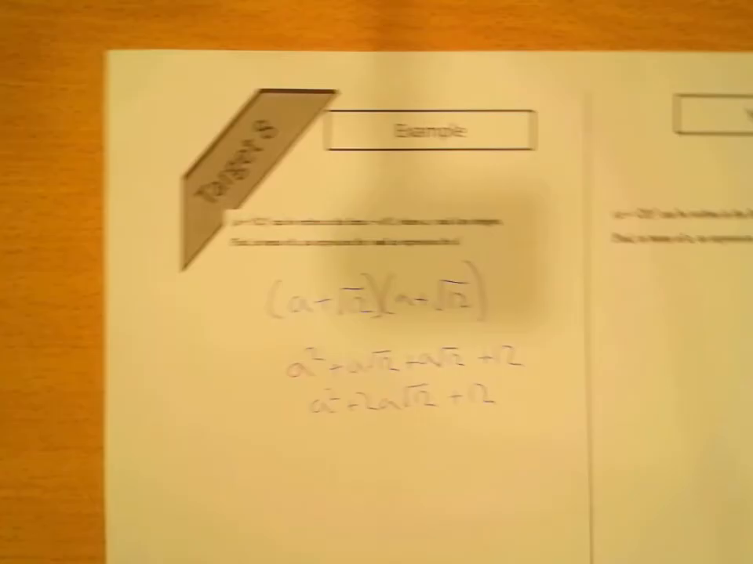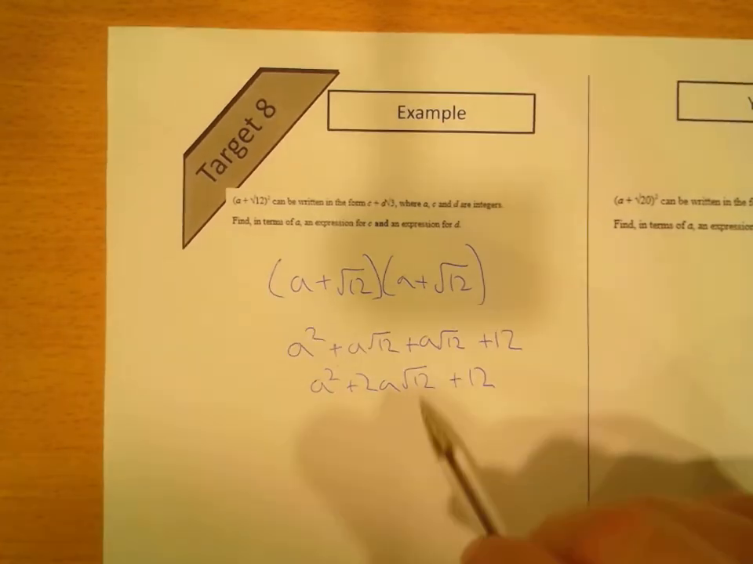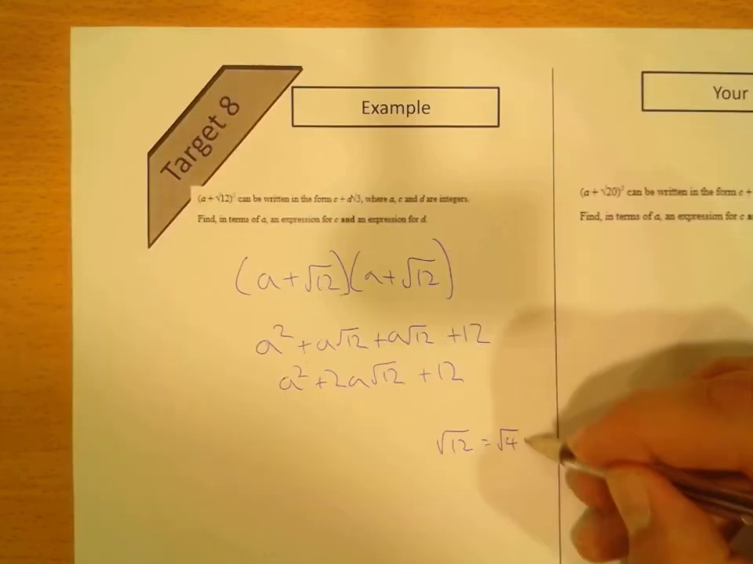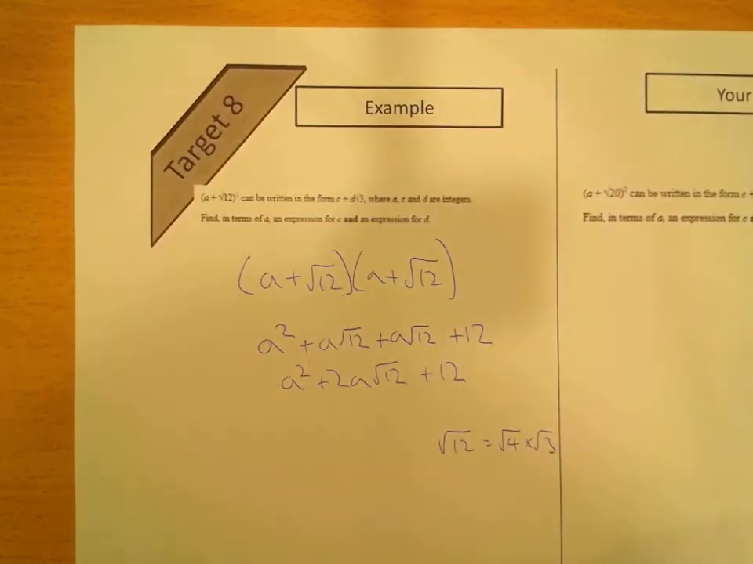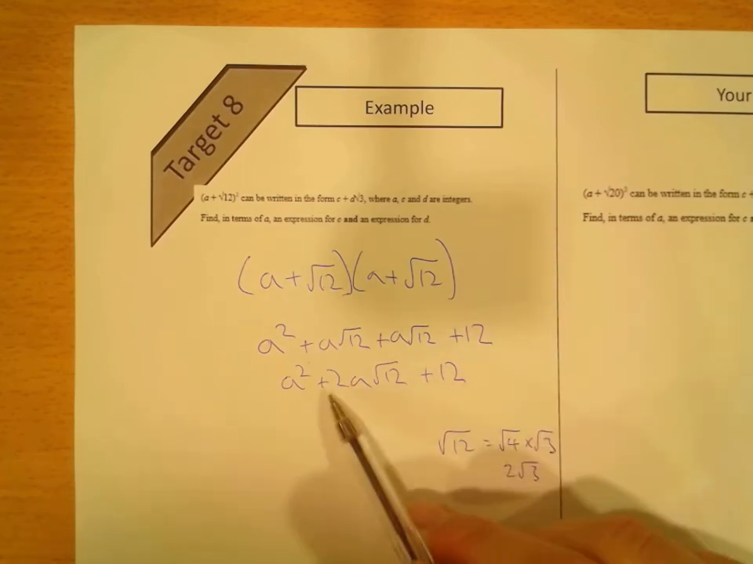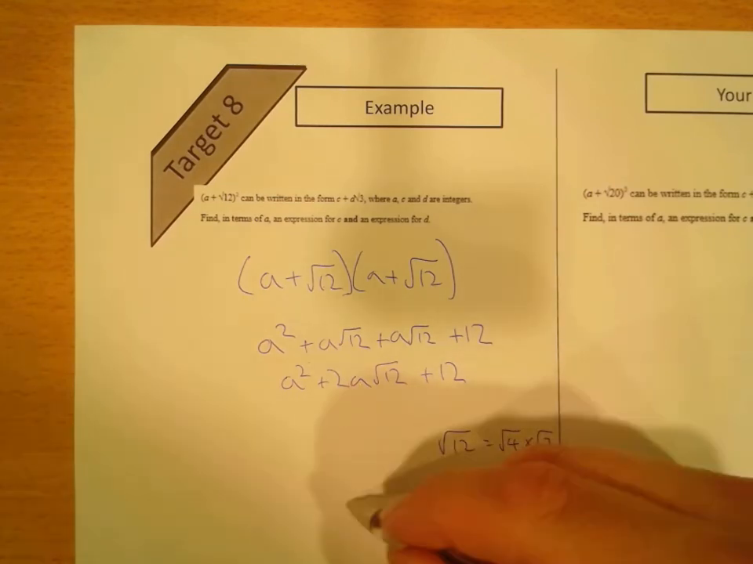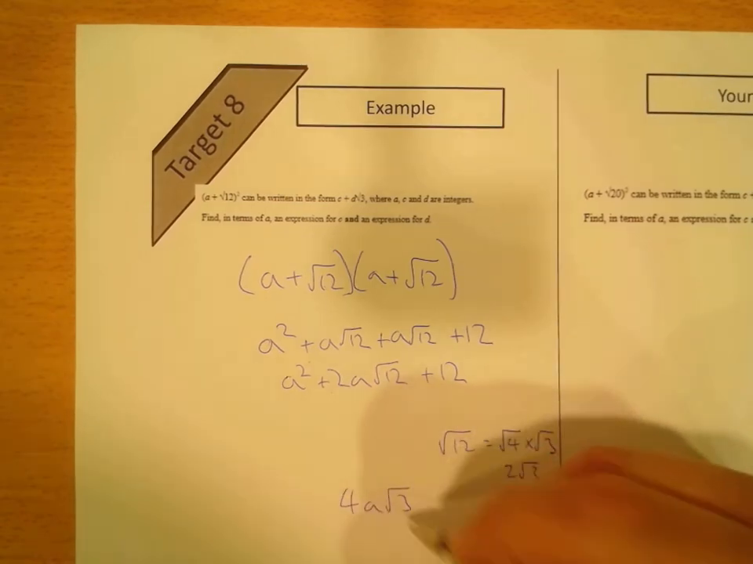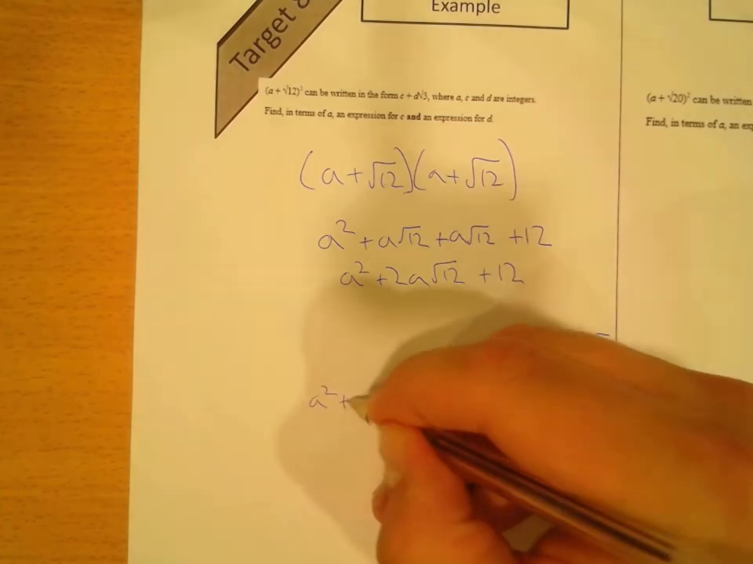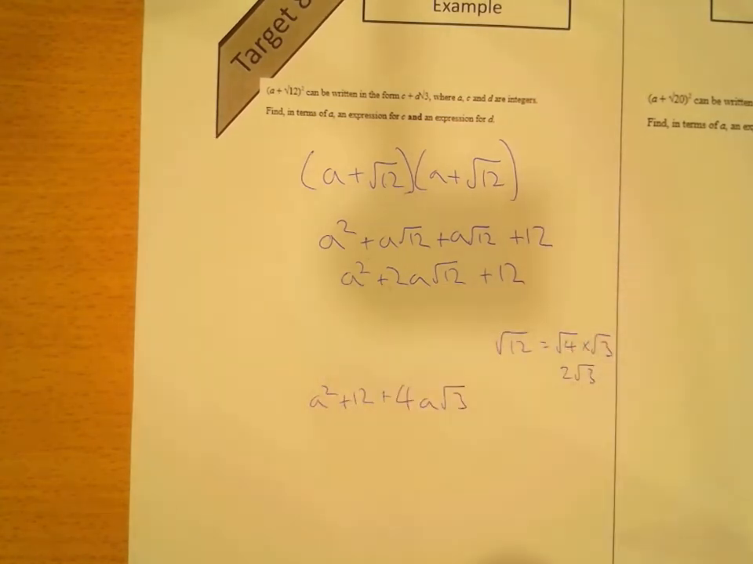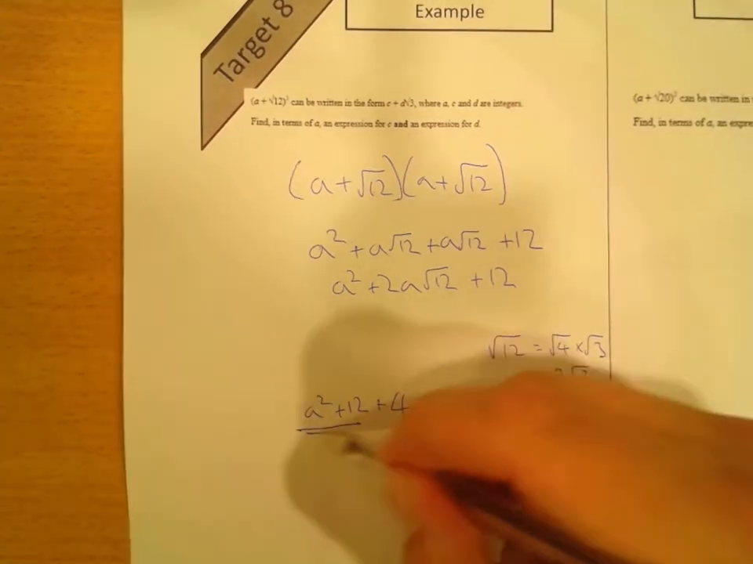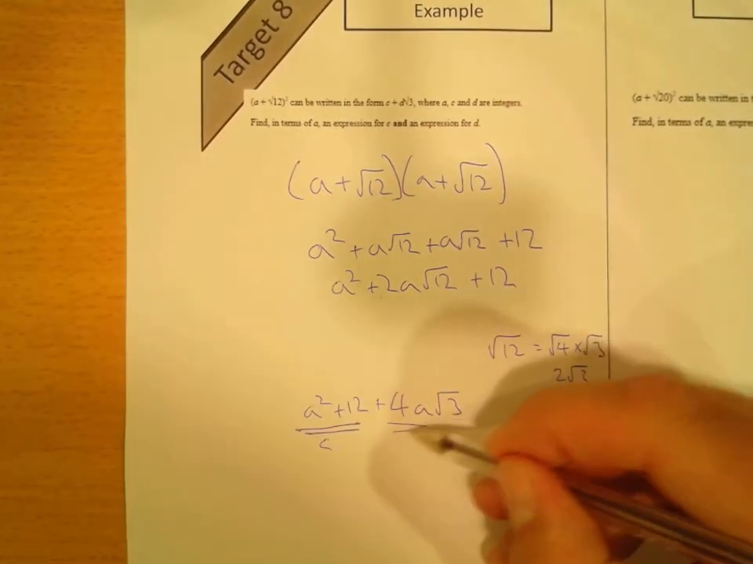Now I need to look at the root 12. Root 12 could be root 4 times by root 3, so 2 root 3. So if I put that back in here, I'd have 2 times by a times by 2, or 4a root 3. So that's that part there. And then a squared plus 12, a squared plus 12. So my value of c is this piece here. My value of d is going to be that part there.